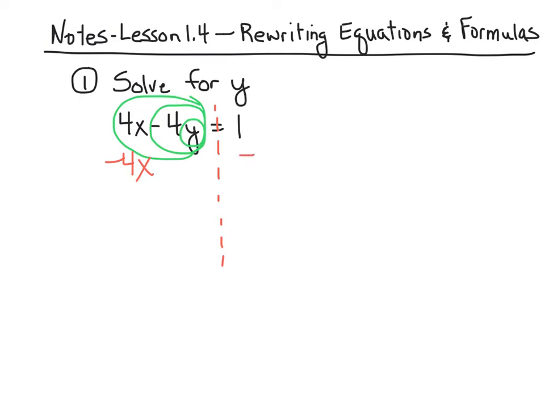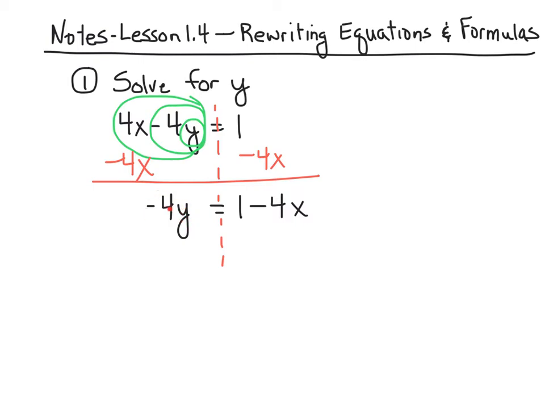Oh my, there's no like term over here, so I can't really line it up. 4X minus 4X, those are like terms. If you have 4X and you take away 4X, it's gone. But you still have the minus 4Y. So we still have negative 4Y. And on the other side, 1 minus 4X, these are not like terms, so I can't subtract. So I just write 1 minus 4X.